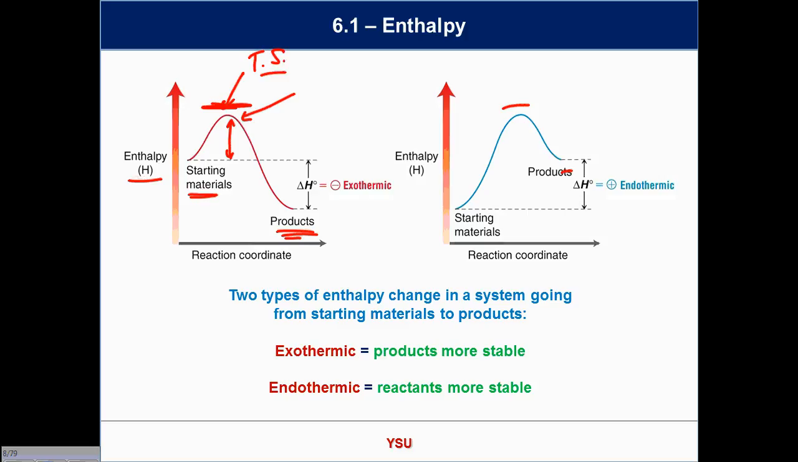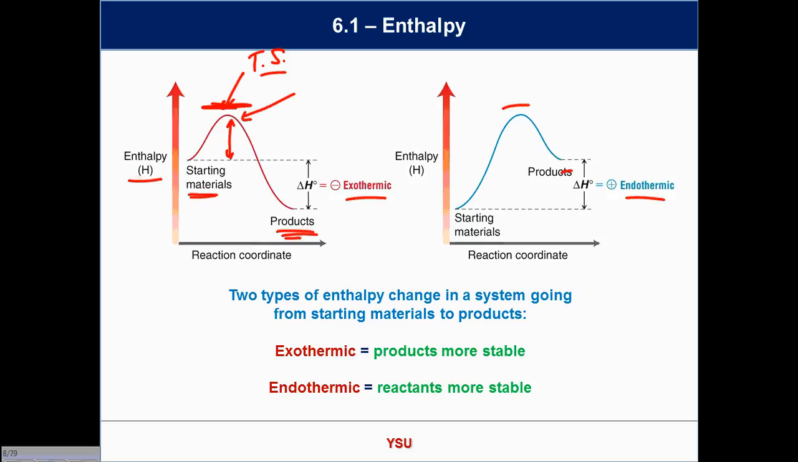Transition state, right? Transition means change. It's something that's occurring as the system is changing. It's not a real molecule that we can see. We can't actually measure transition states, but we have a good idea of what they look like. It's basically as the system is changing, it's the top of that energy barrier. It's the highest energy point. So we have what's called an exothermic process, and on the right we have the opposite, endothermic process.